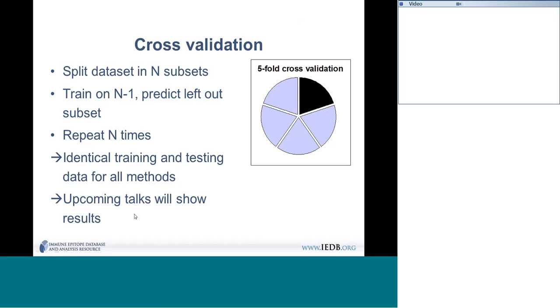So in the upcoming talks, we will show results, but these are essentially the 2 kinds of evaluations we're doing. Either a cross-validation on in-house data sets where we have complete control over the methods that we can generate new predictions for, or we go through external databases and externally available tools and try to evaluate their performance on some data set that isn't available to them yet.